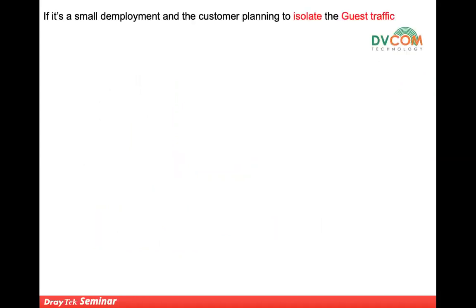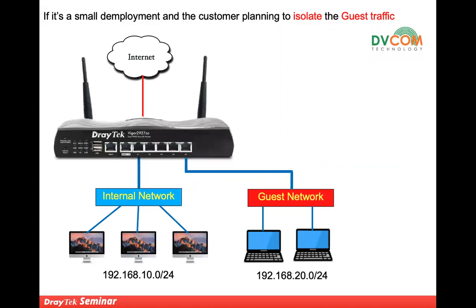The next scenario is a small deployment where the customer is planning to isolate the guest traffic. Most people ask me this; every day I get these calls. People ask me, I need to separate my guest traffic. For example, whoever comes to my office as a guest, I don't want to allow them to access my internal network resources. How am I going to isolate that? If you go with different vendors, mostly they don't support VLANs and all. But the DRETEC solution is very straightforward and simple.